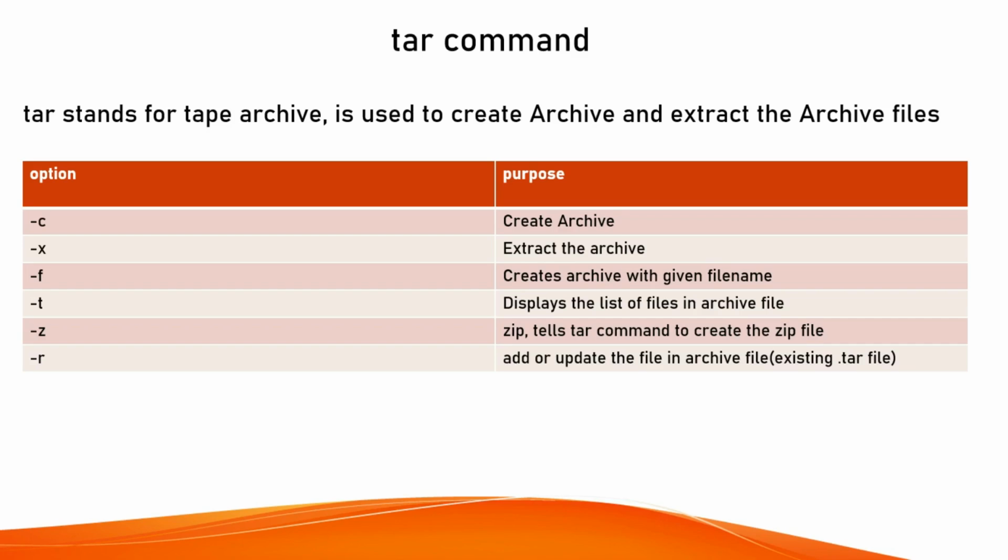So an archive file with demo.tar will be created, and in that tar file we will have a.txt and b.txt. Don't worry, we are going to see a demo of this soon. Minus Z, basically this will create a zip file of the tar file, right? And that's where you use it in combination with the tar command. Minus R, add or update the file in the existing tar file. We will see a demo of it soon.